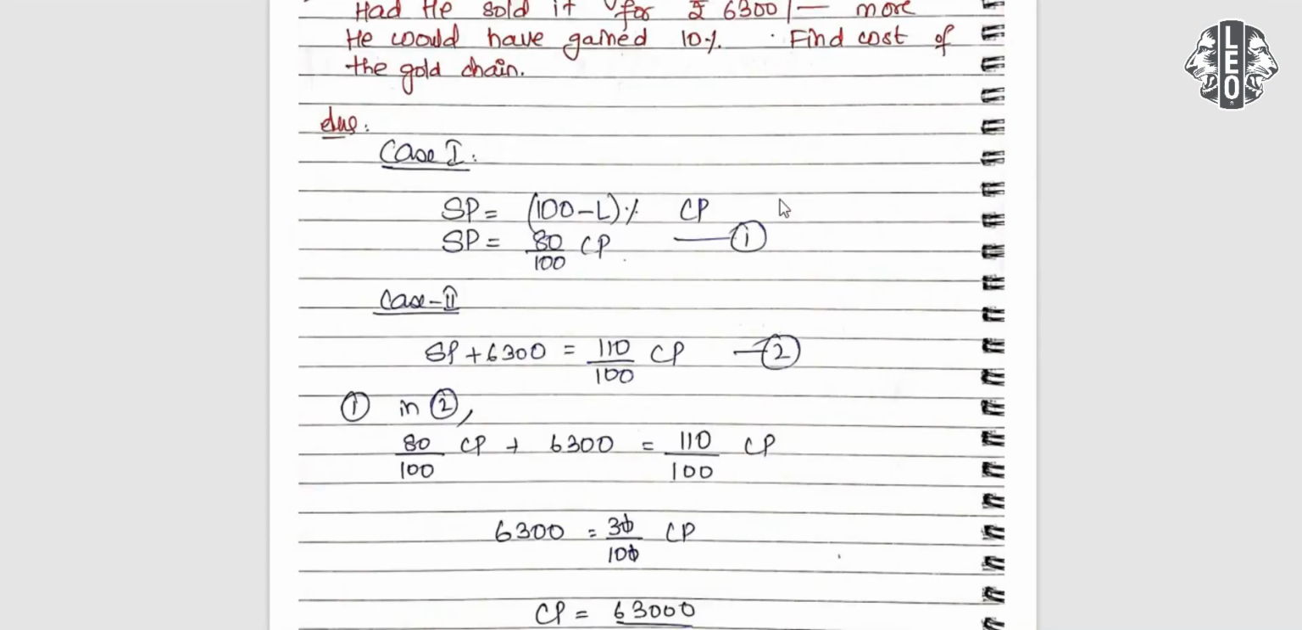You could leave it. Case 2, selling price 2. What is selling price 2? He sells it for 6,300 rupees more than selling price 1. So SP plus 6,300 is equal to 100 plus what? 100 plus 10, 110 percentage of cost price.